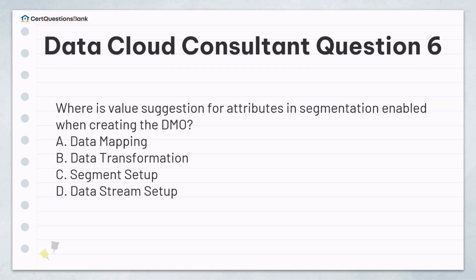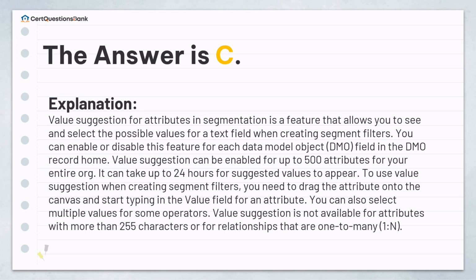Where is value suggestion for attributes in segmentation enabled when creating the DMO? A. Data mapping. B. Data transformation. C. Segment setup. D. Data stream setup. The answer is C.